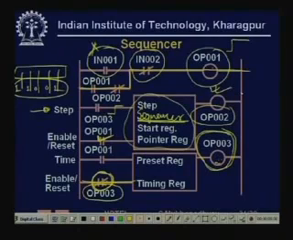The sequence has a fixed number of steps, so at the end of the sequence this will go high. Once this goes high, this one goes off. When this one goes off, this one goes off, and there is no more timing here, and the sequencer itself is disabled.